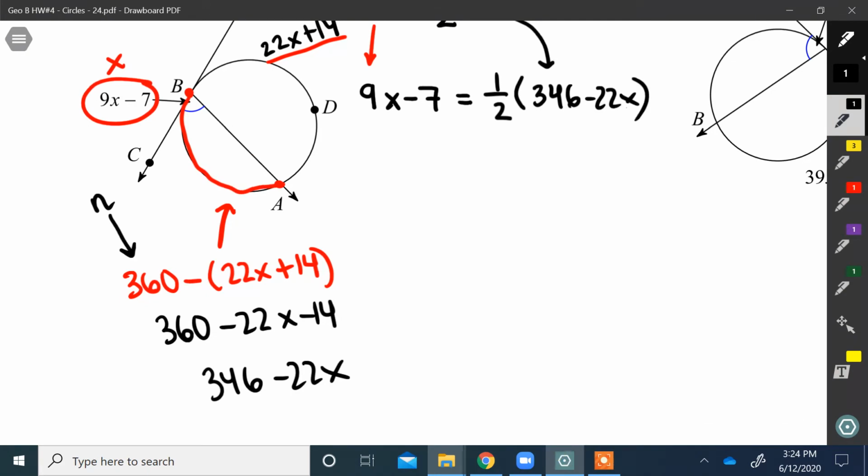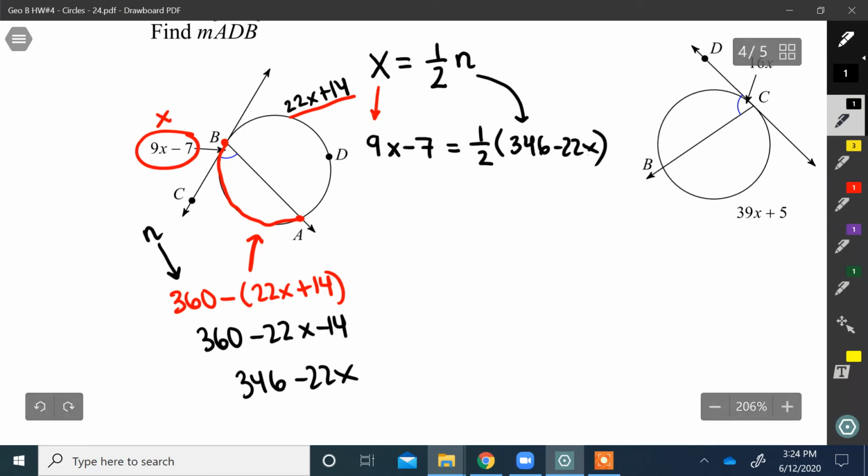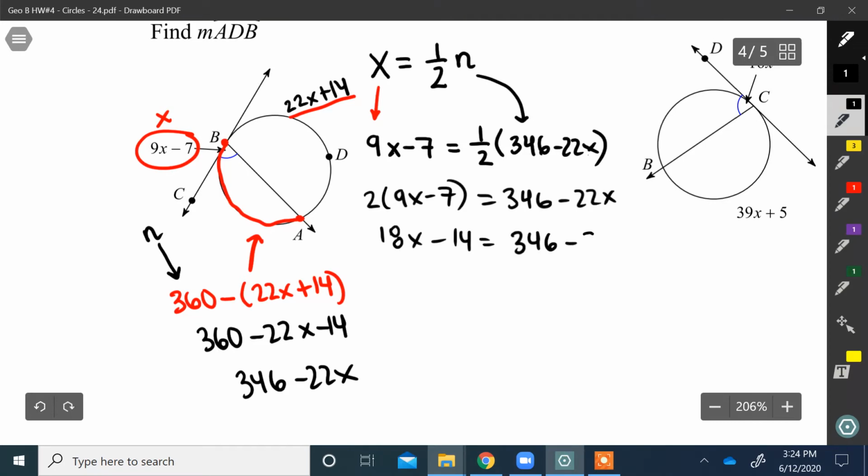Okay, I do not like to have fractions, so I'm going to multiply by 2 to get rid of that fraction. We have done that before. We get 18x minus 14 is equal to 346 minus 22x. Let's solve this guy now.